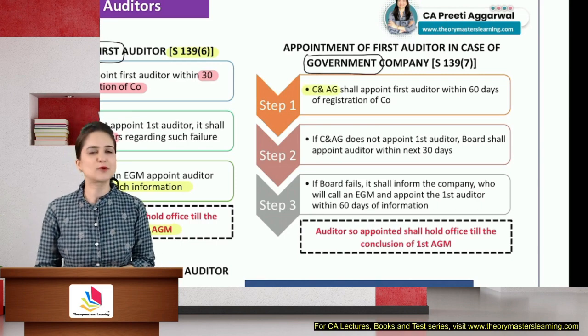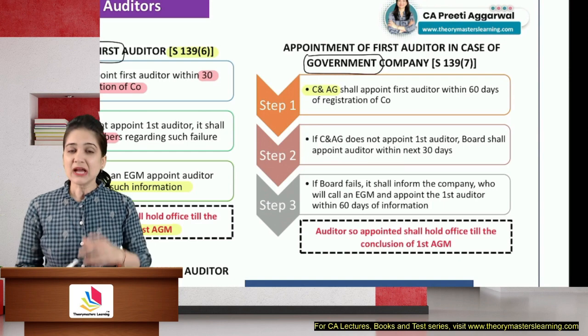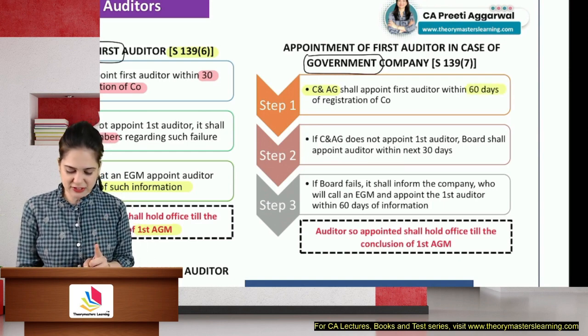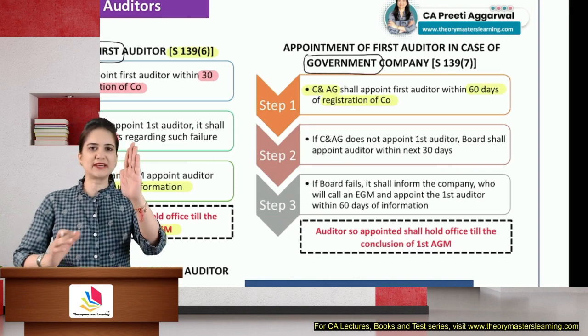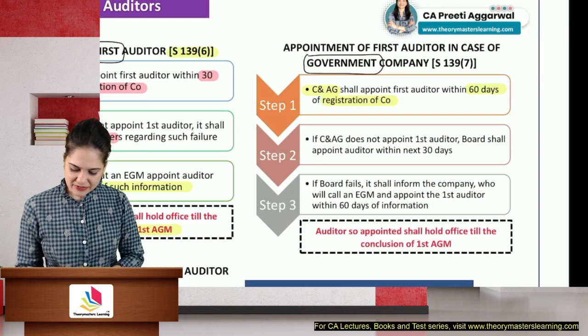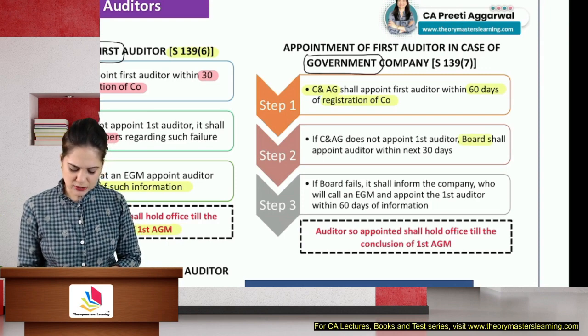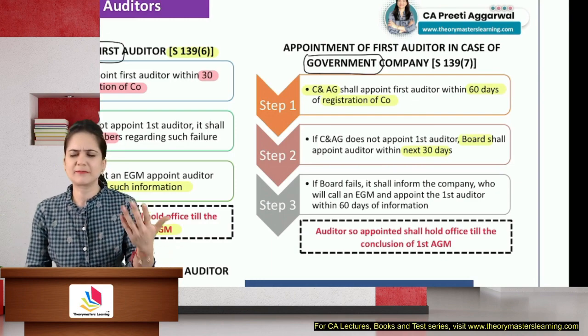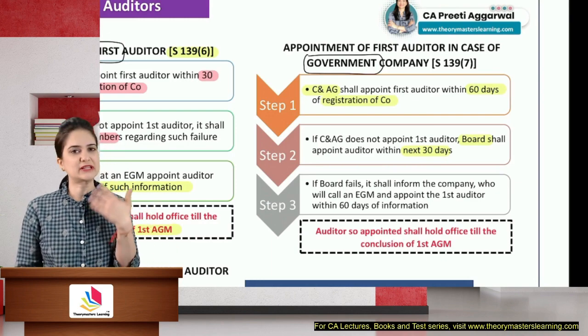If you have the chart book, please highlight along with me. The Comptroller and Auditor General of India will appoint the first auditor within 60 days of registration of the company. So CAG will appoint the first auditor within 60 days. But what if the CAG fails? Then they will inform the board, and the board shall appoint the auditor within the next 30 days. So as soon as they receive information, they will appoint the auditor within the next 30 days.